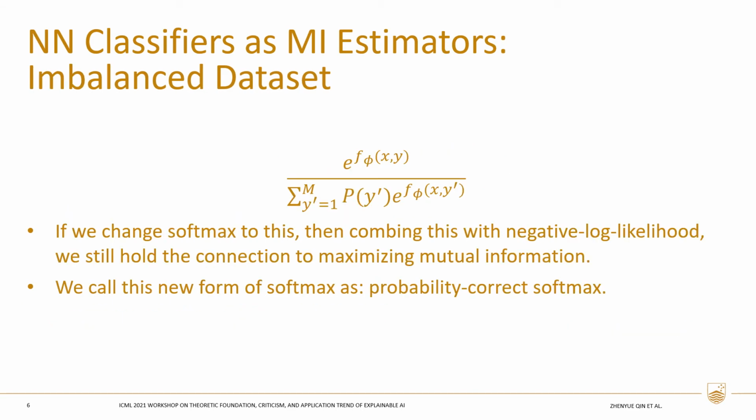Next, one natural question to ask is, what if the dataset is imbalanced? In that case, we just put a prior probability of each label in the denominator. Then, minimizing the combination of this new form of softmax and the negative log likelihood is still equivalent with maximizing multi-information between input and label. We call this new form of softmax as probability correct softmax, abbreviated as PC softmax.